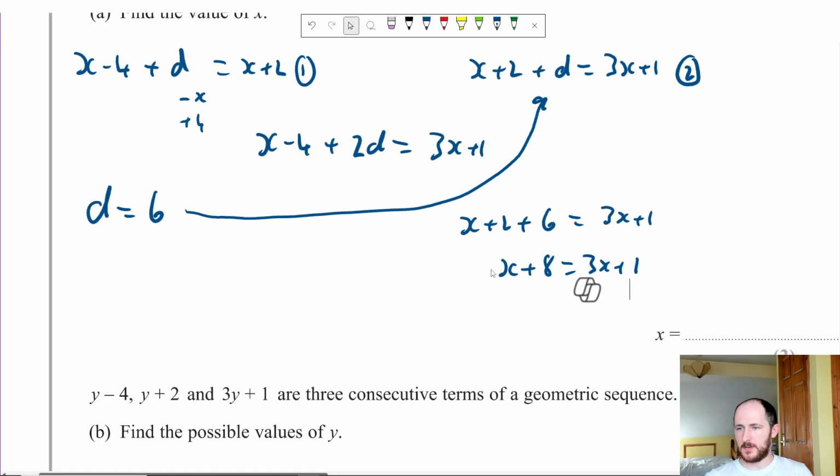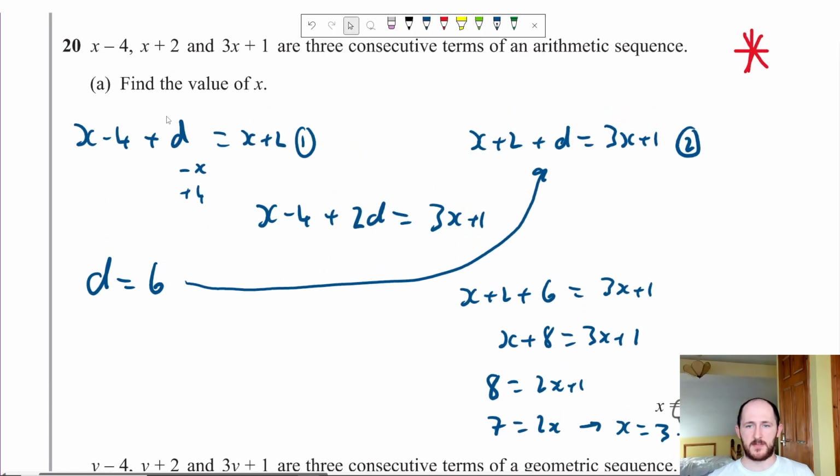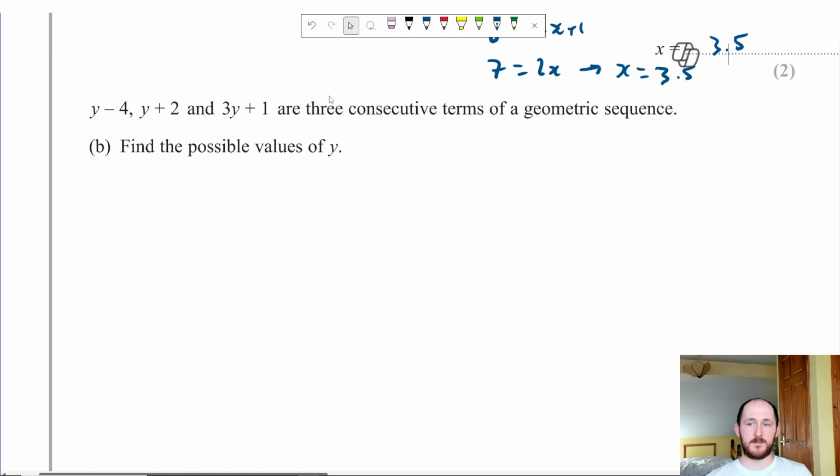I'm going to minus x from both sides, so I get 8 equals 2x plus 1. Minus 1 from both sides, I get 7 equals 2x, which means x is equal to 7 over 2 or 3.5. That wasn't too bad actually, so I didn't even need to move everything over. We could just solve that straight away. Very nice. Now for part B, it's a very similar question, but this time it's a geometric sequence.